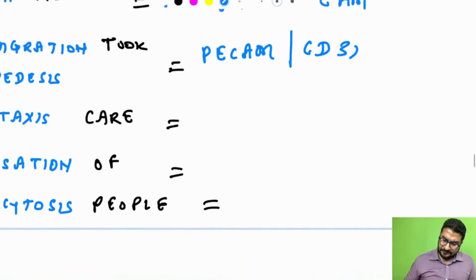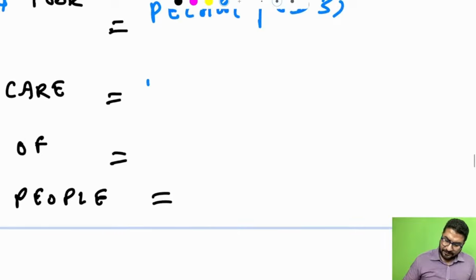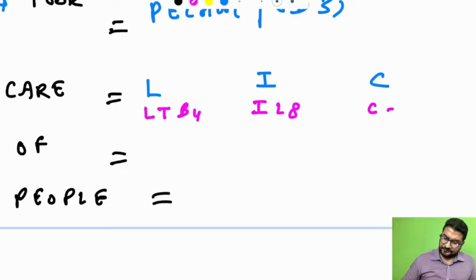Chemotaxis, understand? Chemotaxis is done with the help of LIC. So what is LIC? LIC means leukotriene B4, interleukin 8 and C5a. And second last is opsonization, which is done with the help of opsonins.